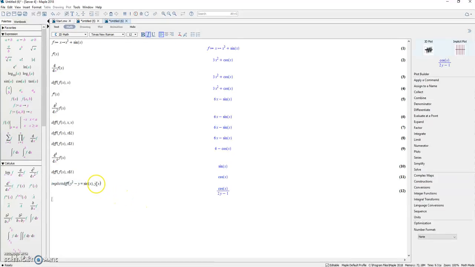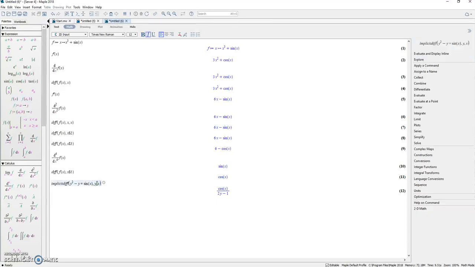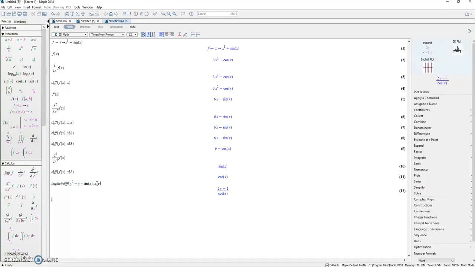The order of the y and x here is important. Y first followed by x will compute the derivative dy dx. If you flipped this and entered x and then y, you would get a different answer because this is now computing the derivative dx dy.